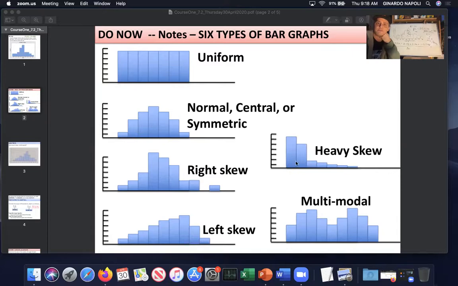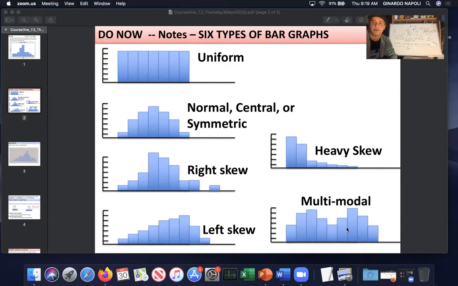Major league sports, right? Certain players have a skill set that's different than every other player in the population. So like base stealing. Most people in baseball aren't going to steal a lot of bases, but there are a few who do. Heavy skew. Okay, so that's why you get that.